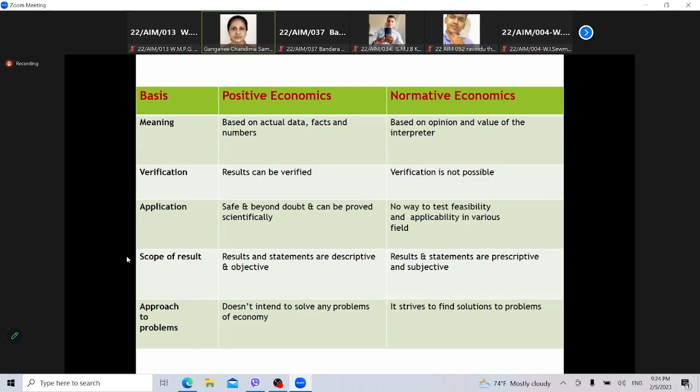Okay, with research, over a long time, anybody can change. But let's say the demand theory and supply theory are not changing for a long time. Till now, we are using these theories. But in normative economics, the opinions, ideas and judgments are changing. That's why they are subjective, person to person. Now understood?